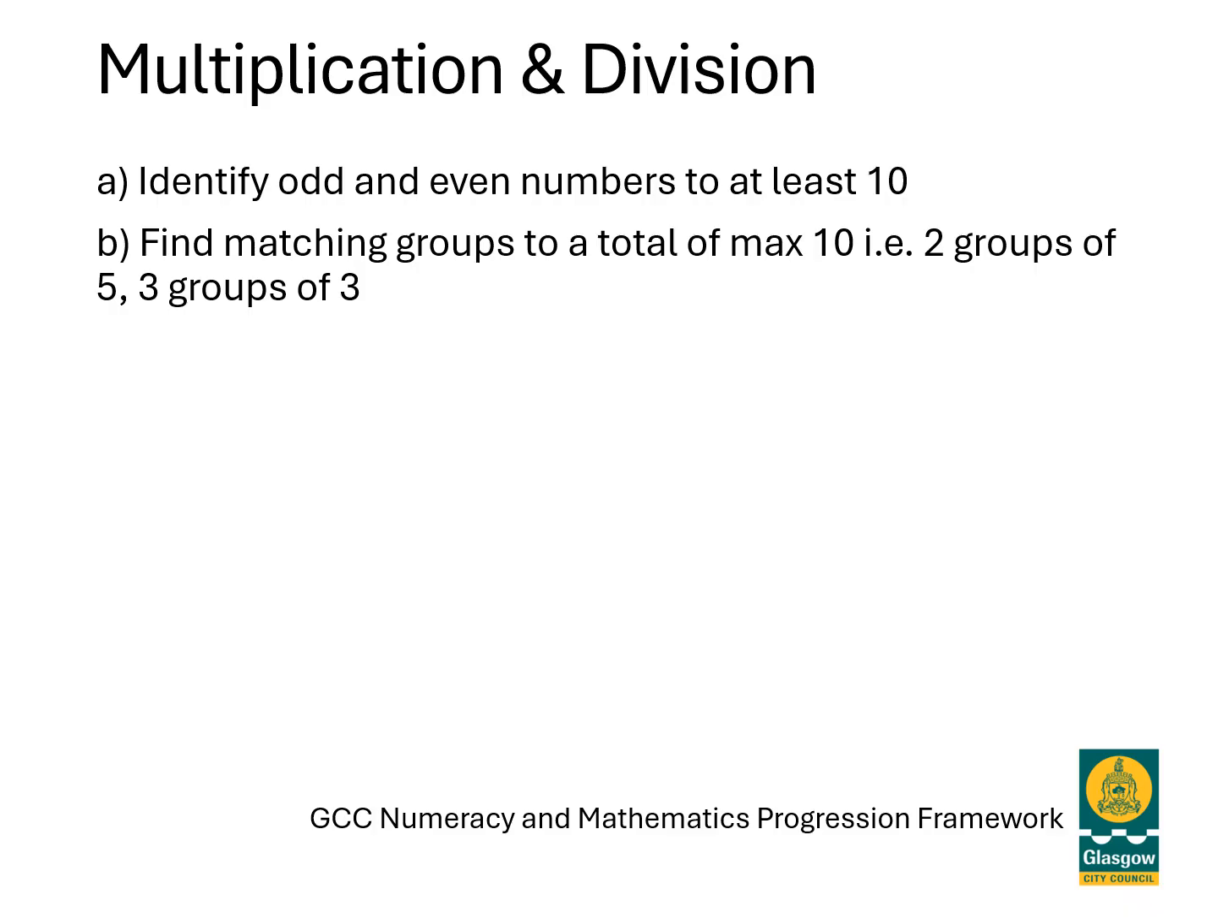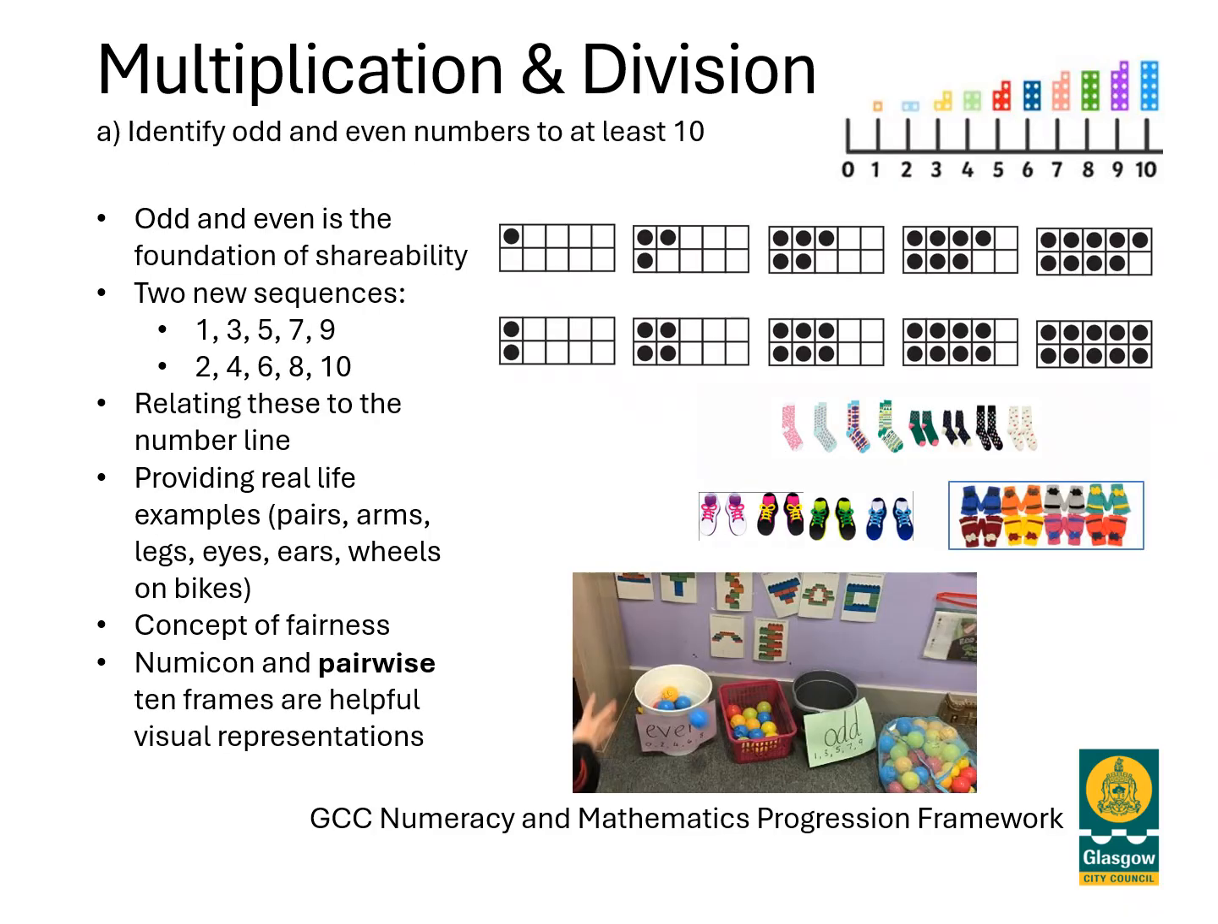So our skills here are: A, identify odd and even numbers to 10, well, to at least 10 in fact, and B, find matching groups to a total of maximum 10. So 2 groups of 5, 3 groups of 3, for example. So in terms of odd and even numbers, these are core to the concept of shareability and number patterns. Representations of numbers that emphasize the idea of odd and even are really useful.